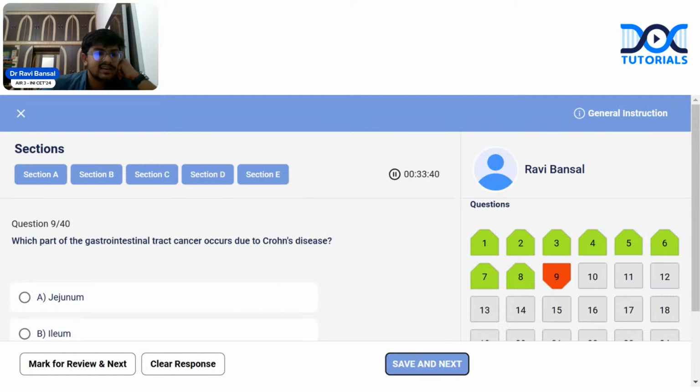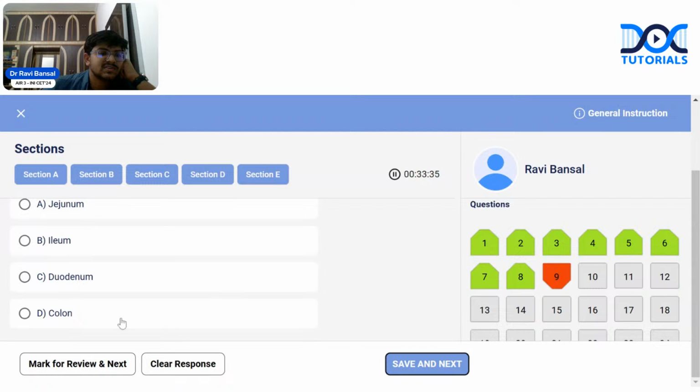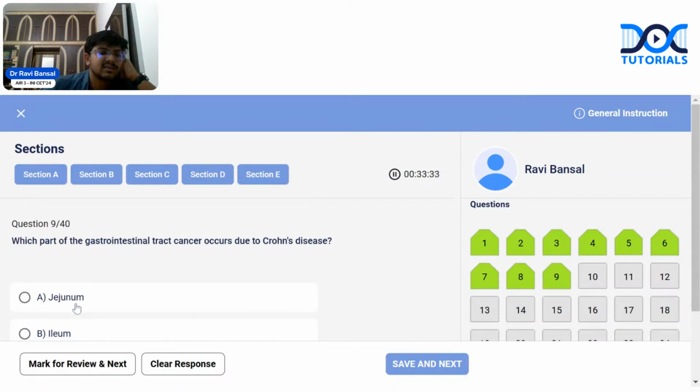Which part of the GI tract cancer occurs due to Crohn's disease? So colon cancer, obviously. We know Crohn's and ulcerative colitis are risk factors for colon cancer.